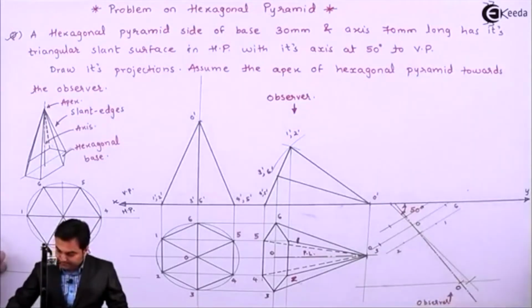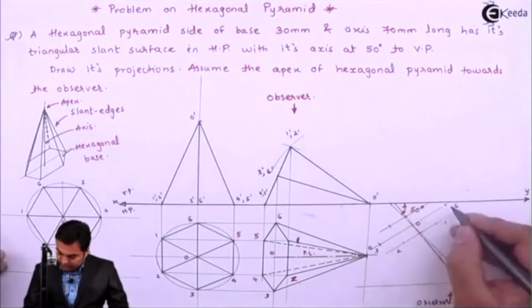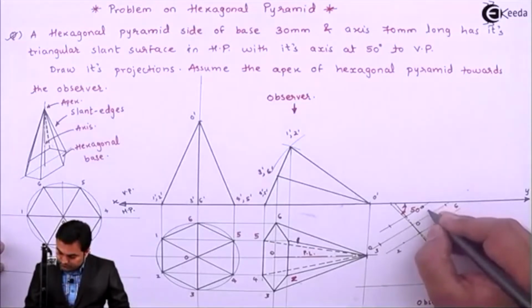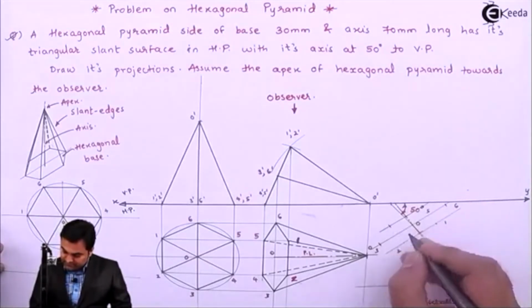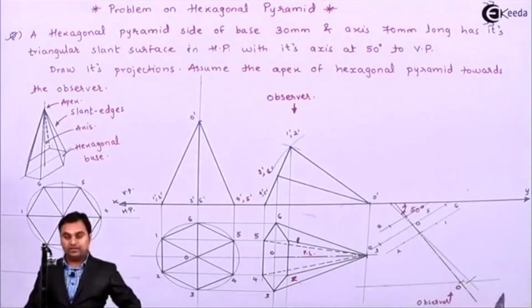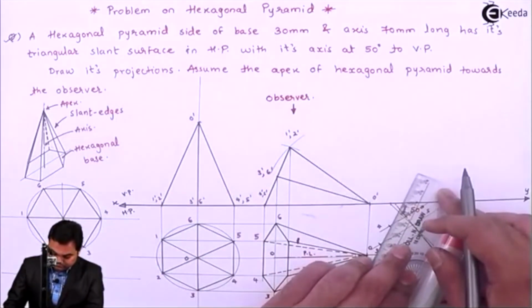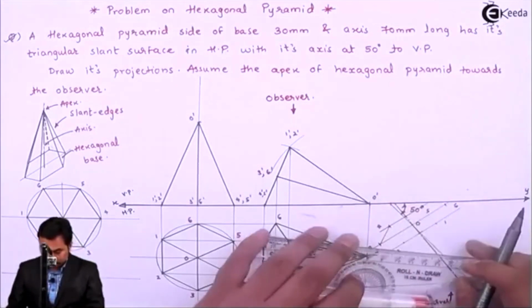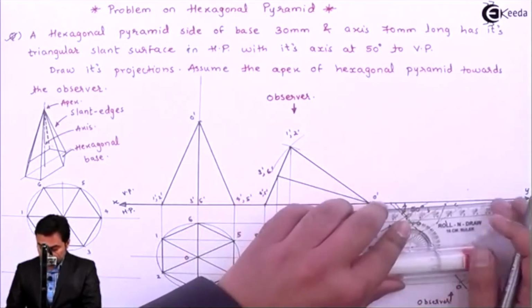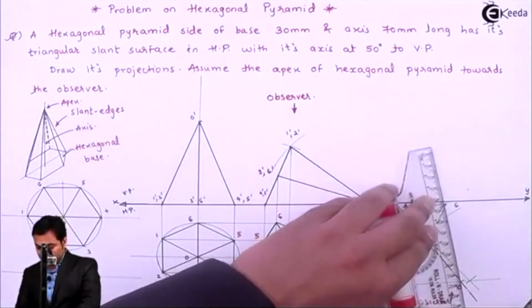So this is giving me point, here I am getting point 5, and this is giving me point number 4. After this I'll connect them with the help of light lines first, so the base is entirely visible. Connecting the points to the apex.